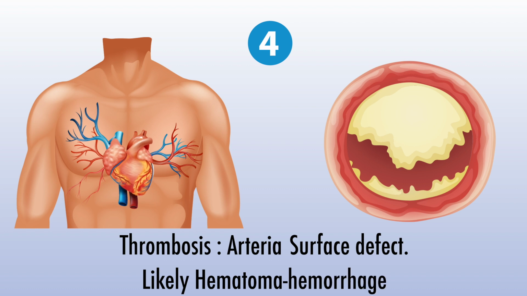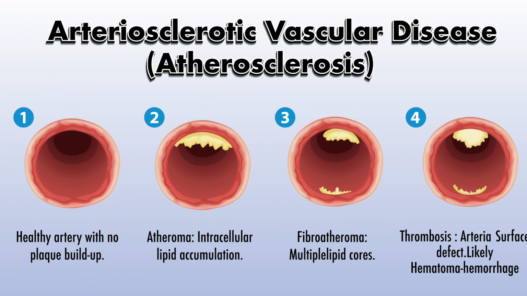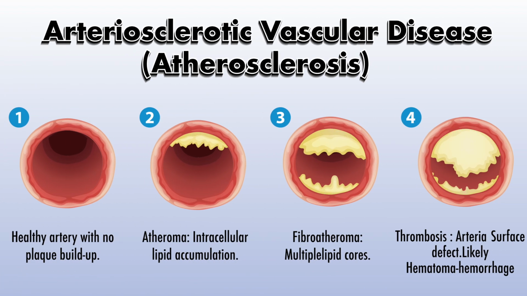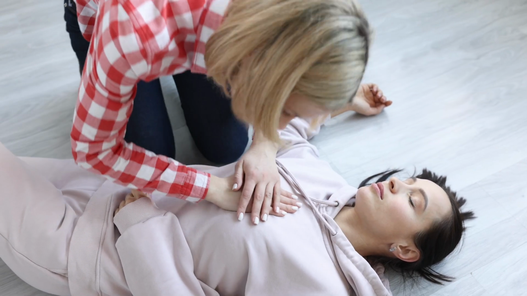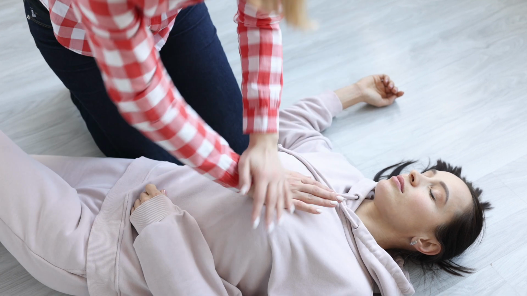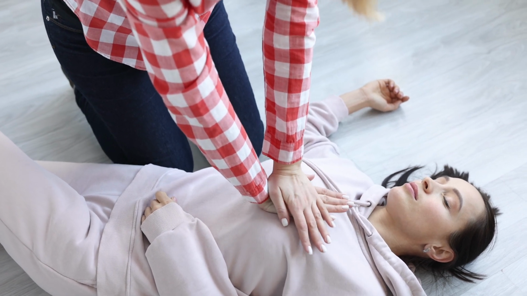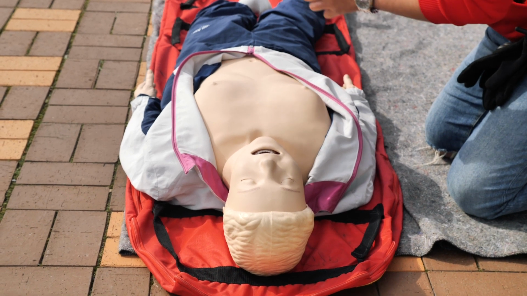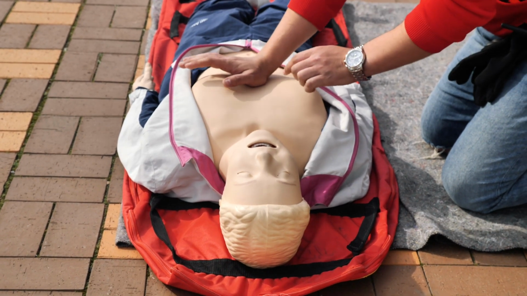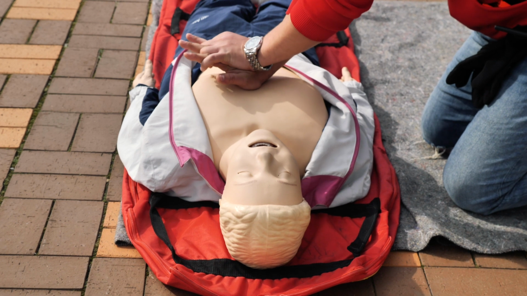Step 1. Check for responsiveness and call for help. First, check if the person is responsive by tapping their shoulder and shouting. If there's no response and they're not breathing normally, immediately call emergency services or ask someone nearby to call. Time is critical. Brain damage begins within 4 minutes without oxygen.